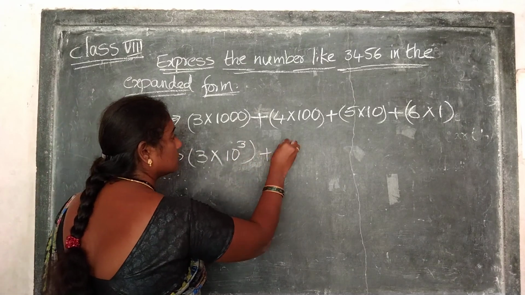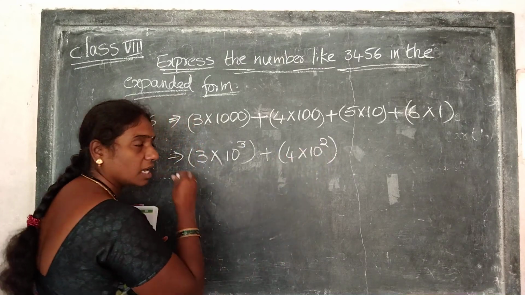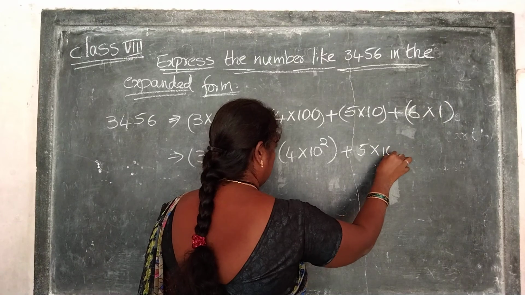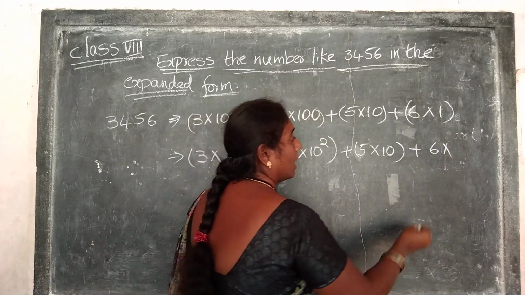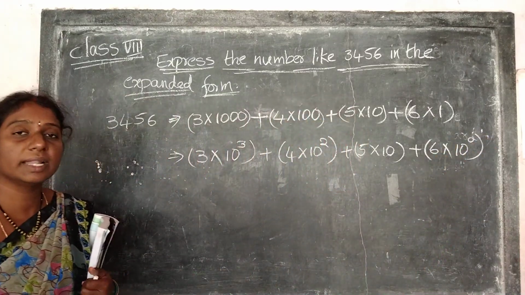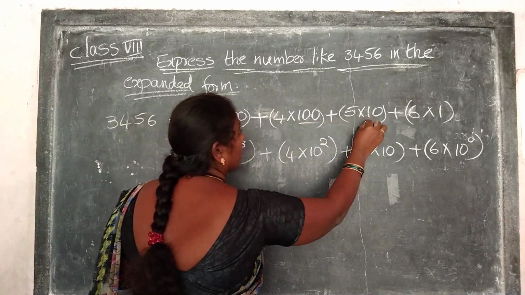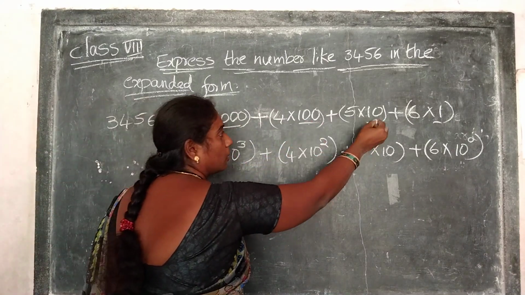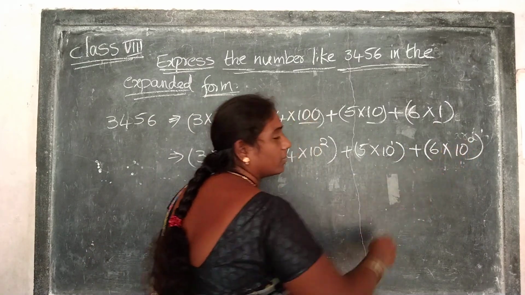Next, plus 4 into 100. 100 means 10 power 2, since 10 tens are 100. Next, 5 into 10 only. Next, plus 6 into 1. Now 1 means 10 power 0. 10 power 0 is nothing but 1. This is the exponent form for 1000, 100, 10 and 1. 1000 means 10 power 3, 100 means 10 power 2, 10 means 10 power 1 only, and 1 means 10 power 0.